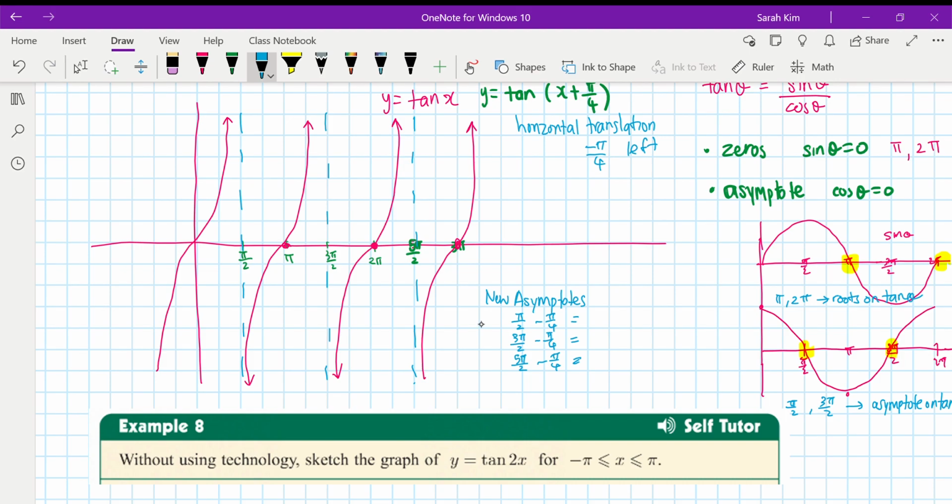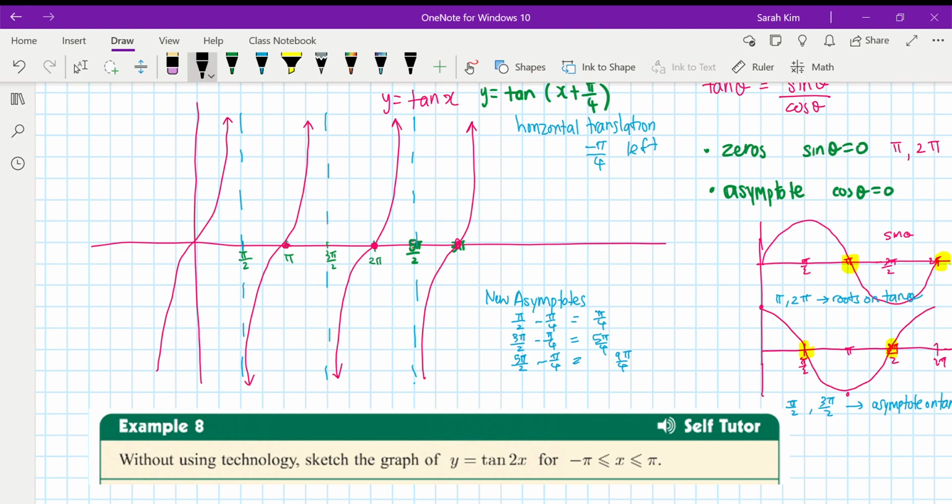So I get pi over 4, 5 pi over 4, and then 9 pi over 4. So those become my new asymptotes. Let me draw them in using a different color entirely so I'm not confused. Maybe I'll use black. So let me draw my new asymptotes.